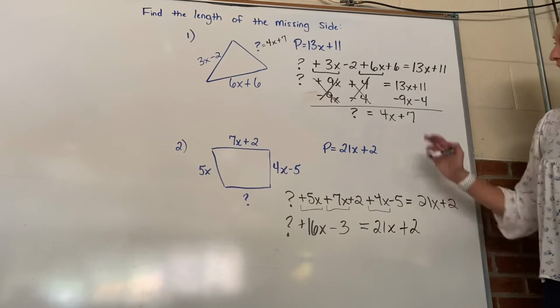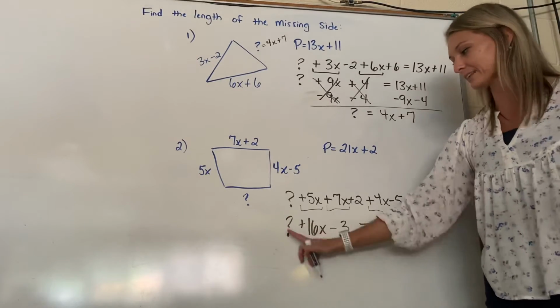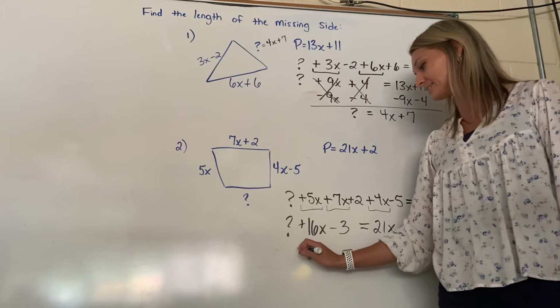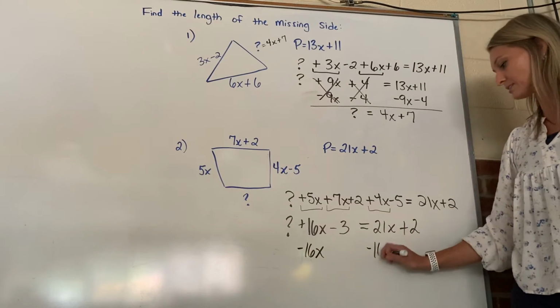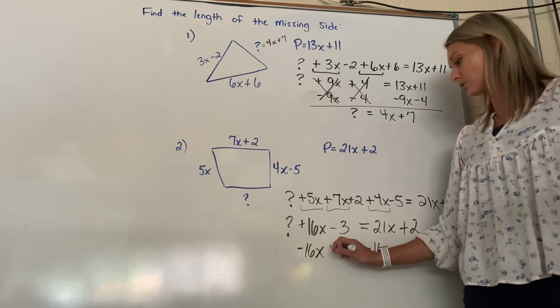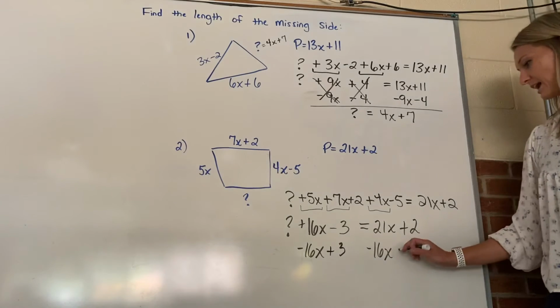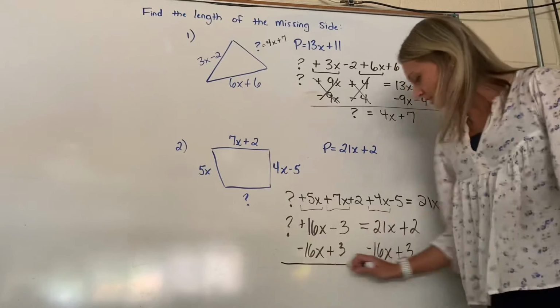All right, so now from there, just like what we did up here, I've got to get that side that I'm missing by itself. So you do the opposite here. The opposite of adding 16x is subtracting 16x, and I'm going to do that to both sides of my equals mark. And then I'm going to multitask again. So I'm going to go ahead and add my 3 to both sides. So when I do that, I have to also do it over here. And then I just simplify.